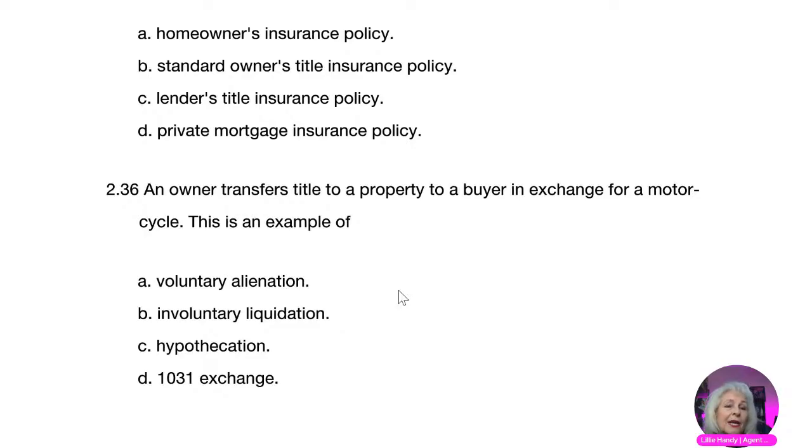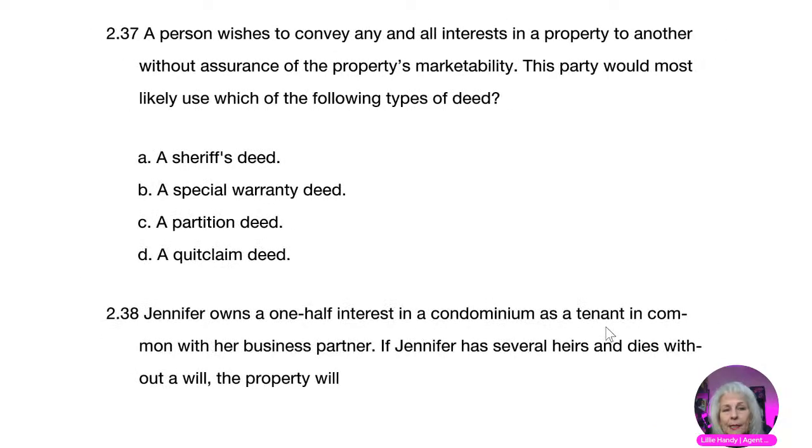So the owner is voluntarily alienating, transferring, exchanging their property. They're not giving it away. They're doing an exchange of the property for a motorcycle. Some motorcycles are quite expensive. So it's voluntary alienation. Not familiar with that? Go back and study it or Google it and get a quick answer there.